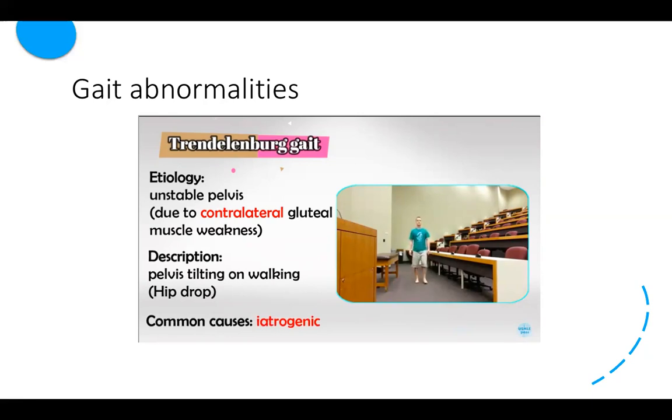When giving the patient gluteal muscle intramuscular injections, give the injection in the superior lateral quadrant of the gluteal muscle to avoid causing Trendelenburg gait.